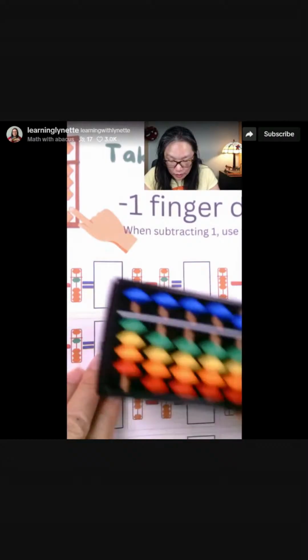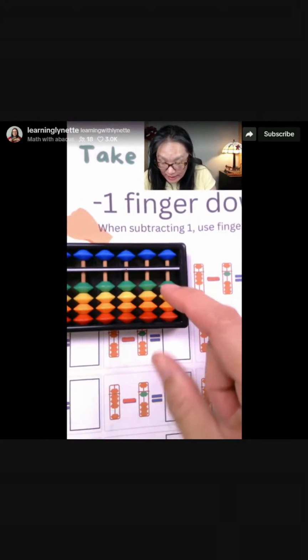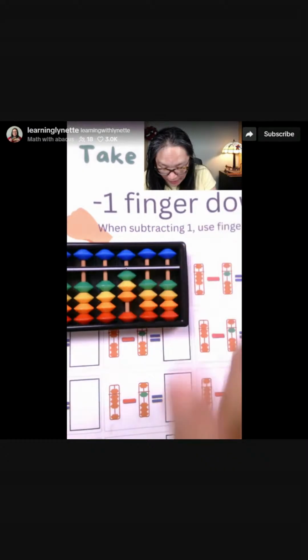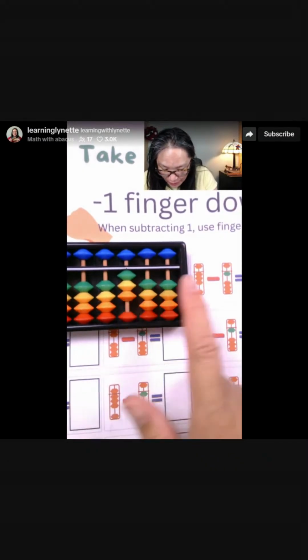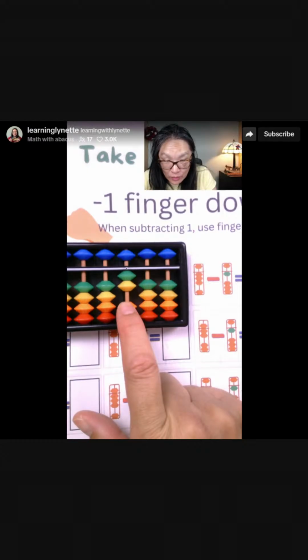This one is minus. Again, when I minus, I want to go away from the horizontal bar. So I have 3, that's my question. I want to take away the 1. See how I take it away from the horizontal bar. This is what's being counted. So I have 2 left.